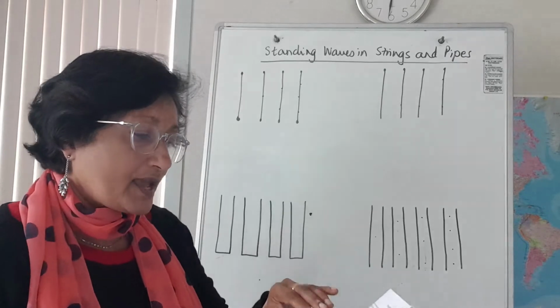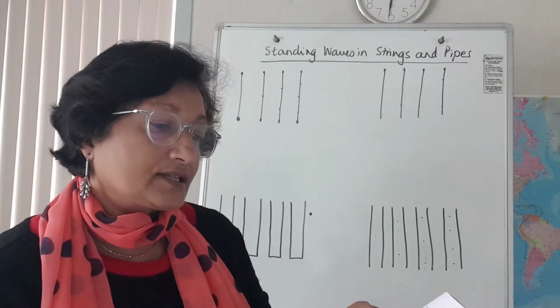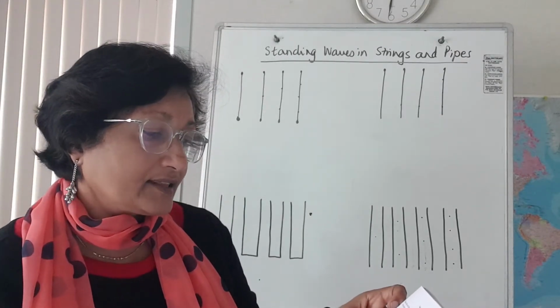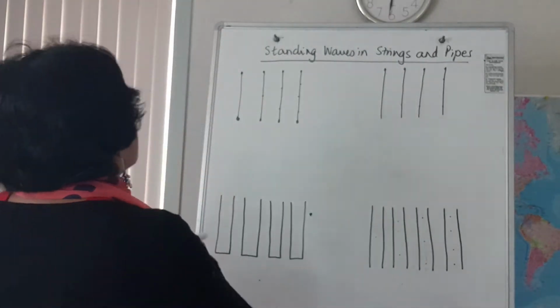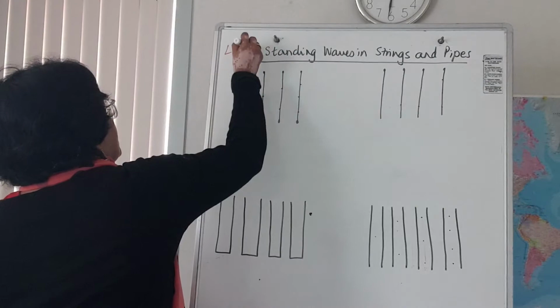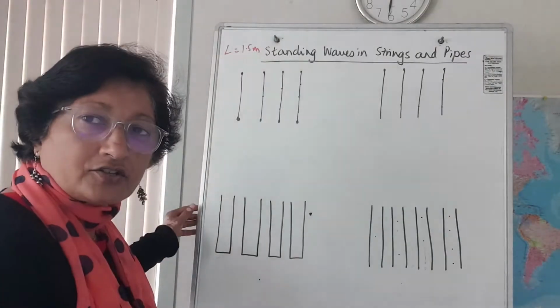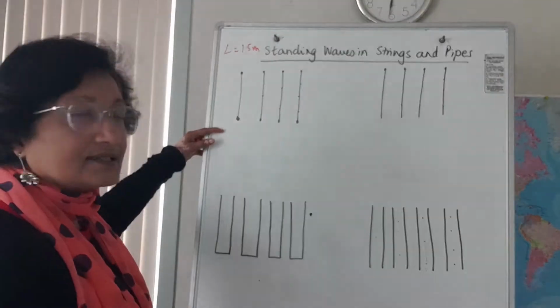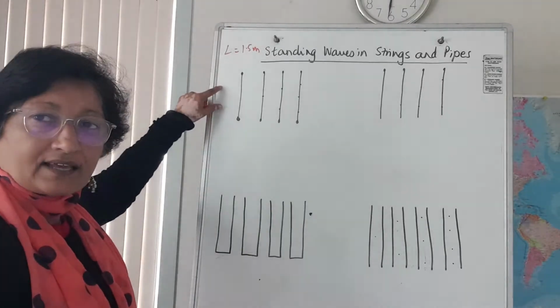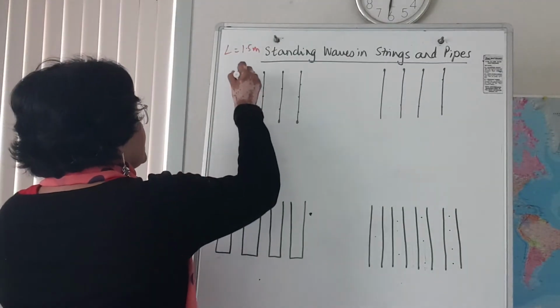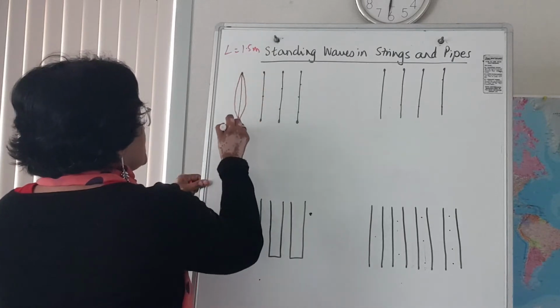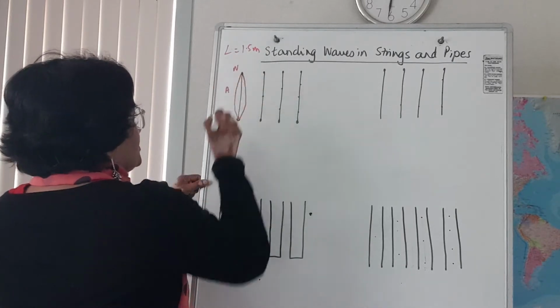Then we have to calculate the wavelength, given that the length of the string is 1.5 meters. So I'll just write the length is 1.5 meters. So how do you draw the fundamental? The fundamental is the simplest one. Because the ends are fixed, you have to have a node there. So this is the shape of the fundamental: you've got the node at both ends and the antinode in the middle.